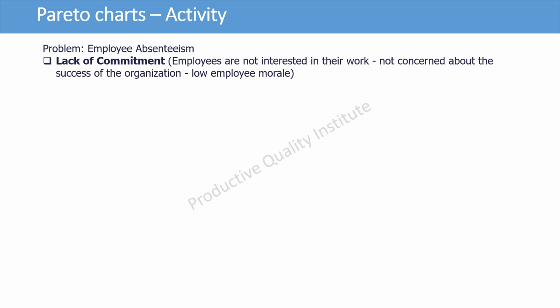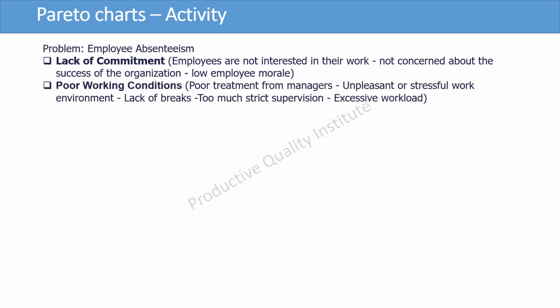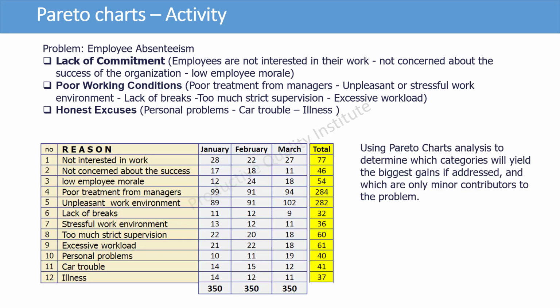For a problem of employee absenteeism in a manufacturing facility, there are 12 different categories, distributed among 3 main categories: lack of commitment, poor working conditions, honest excuses. So, you should use Pareto chart analysis to determine which categories will yield the biggest gains if addressed, and which are only minor contributors to the problem. Please perform the activity and send the output by email for assessment.